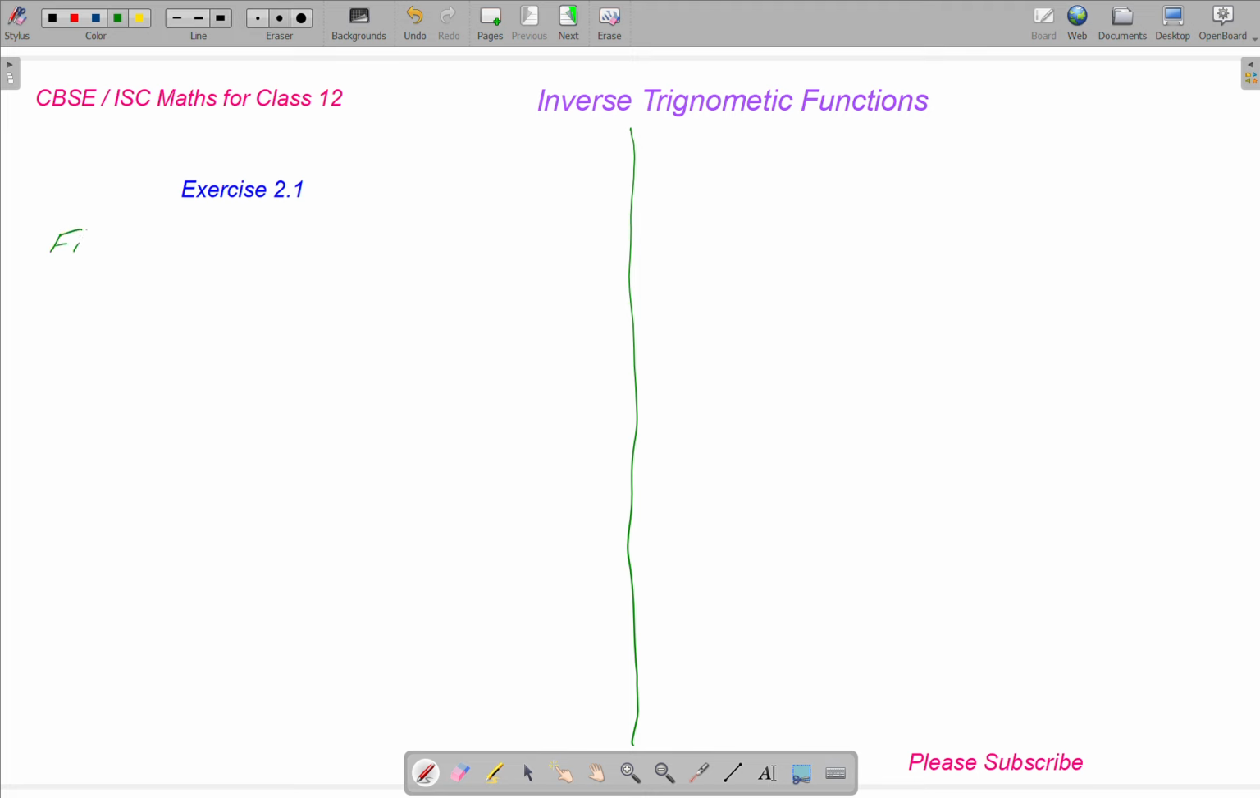Find the principal values of question number 1: sine inverse of minus 1 by 2. This is question number 1.